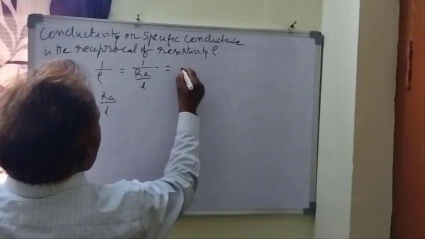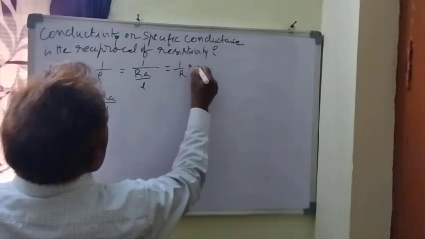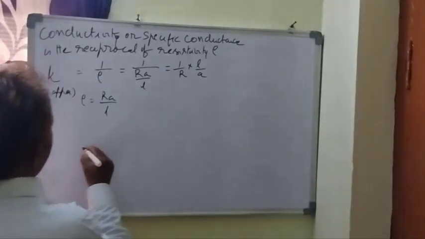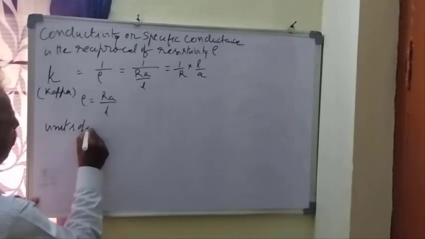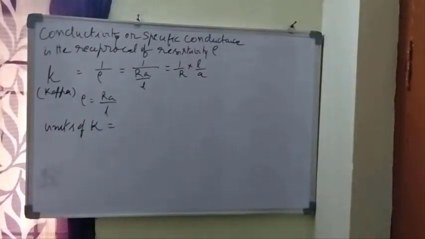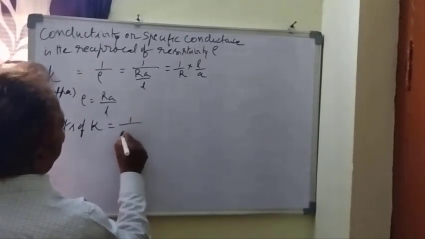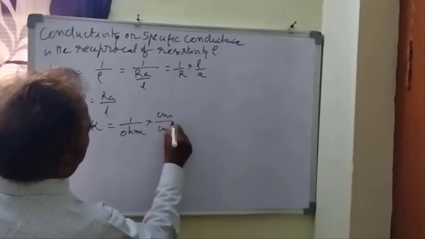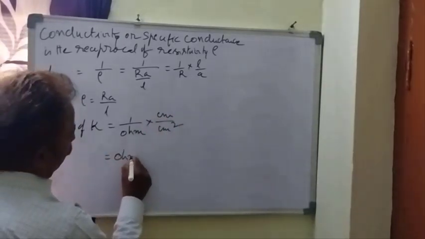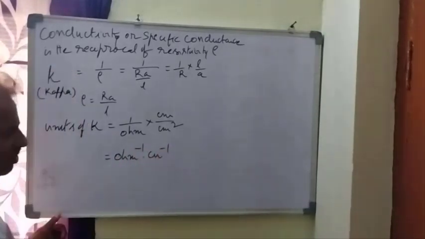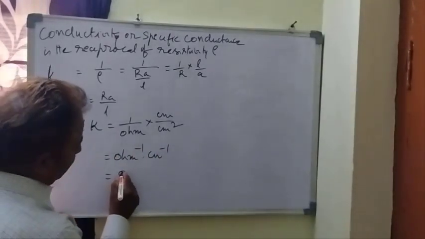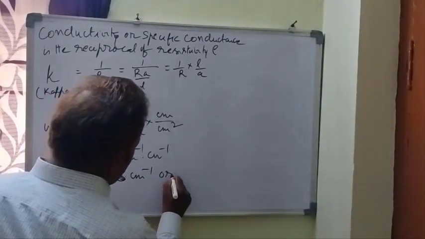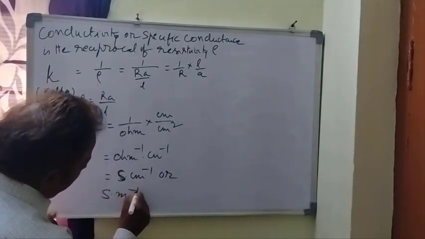This is nothing but 1 by R into L by A. Now apply the units of K, conductivity, here. 1 by ohm into centimeter by centimeter square. This is nothing but ohm inverse centimeter inverse. Ohm inverse is nothing but Siemens. So Siemens centimeter inverse, or another unit is Siemens meter inverse.